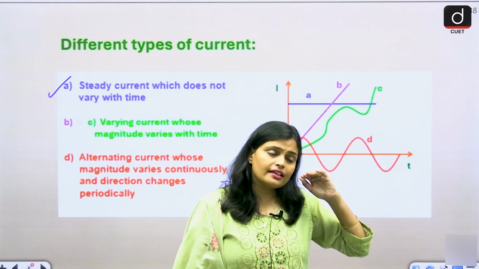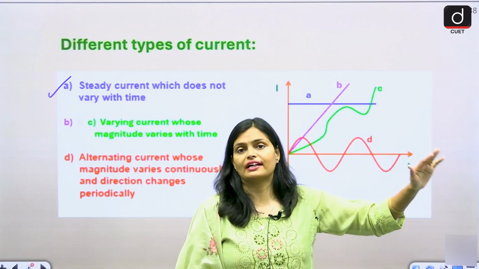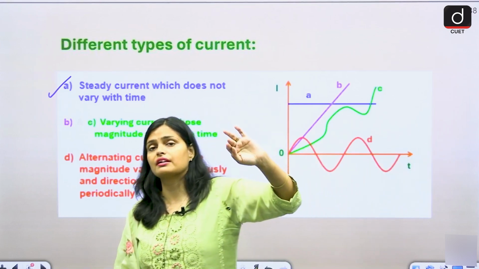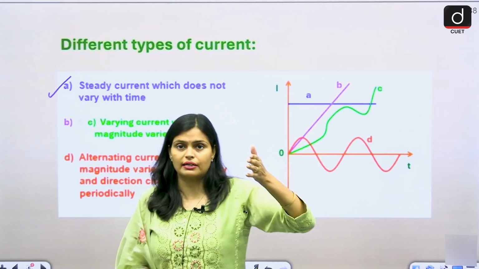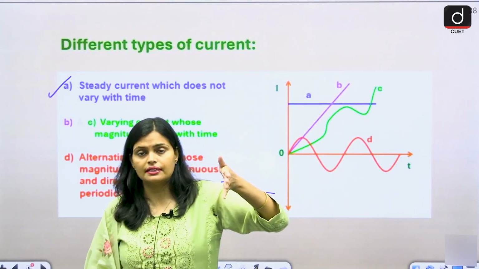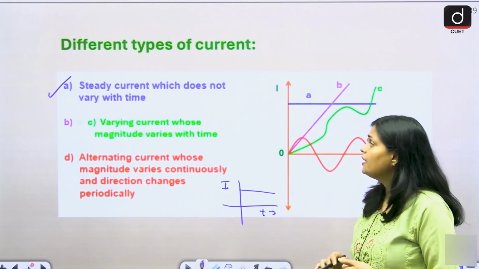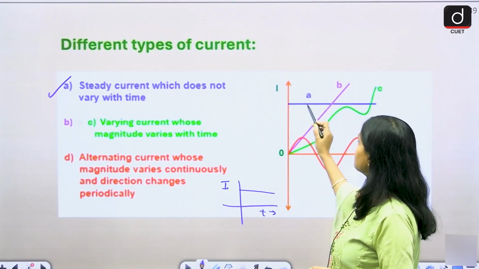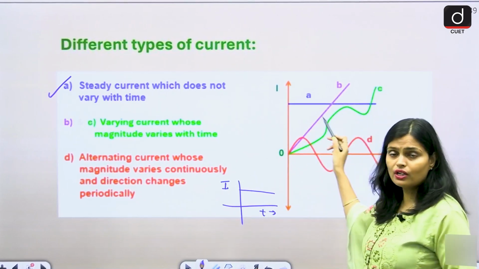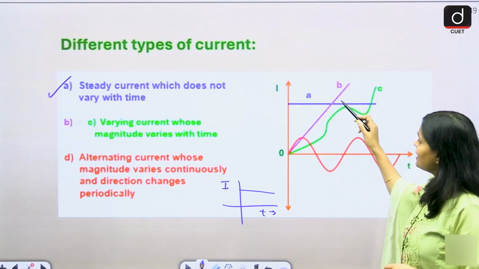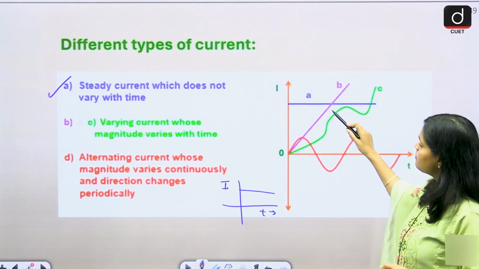कि एक ही टाइप का करंट फ्लो हो रहा है. It's not like जैसे जैसे टाइम बढ़ रहा है वैसे वैसे करंट बढ़ रहा है. So it does not vary with time. Now B and C. Here C is steady current. Now B and C, what have you seen in B and C?